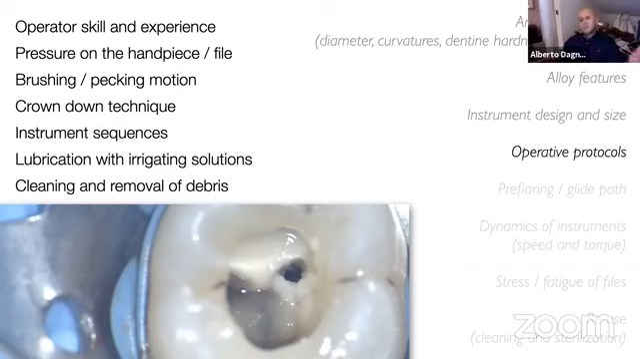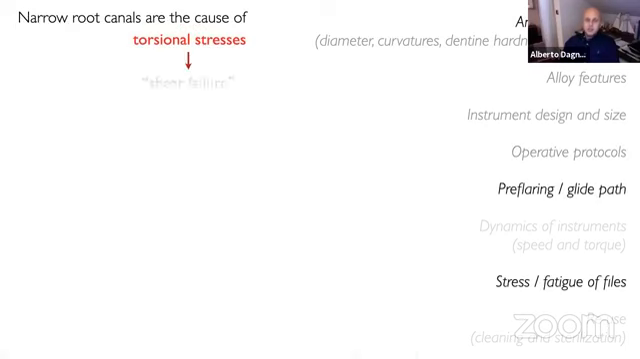And the importance of irrigating solution is also to remove debris produced during the shaping. You can see in these images the big amount of small layers of dentinal chips and debris produced by the file. And these debris have to be removed along the dentinal walls and between the blades of the file in order to reduce the friction inside the canal.